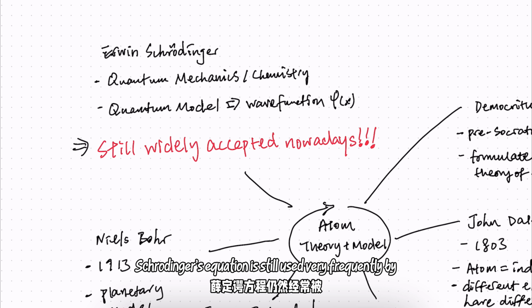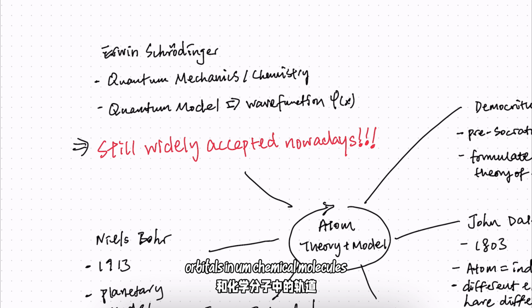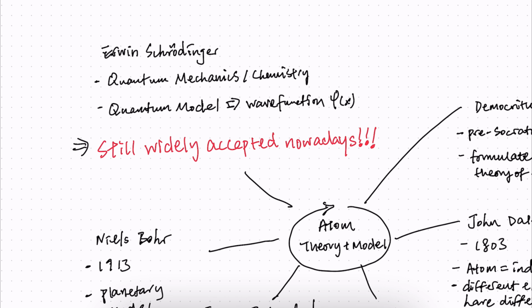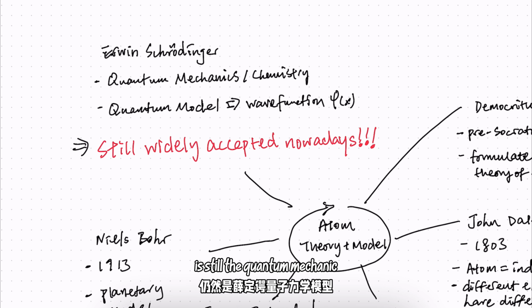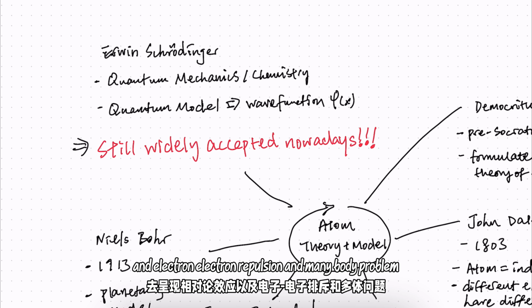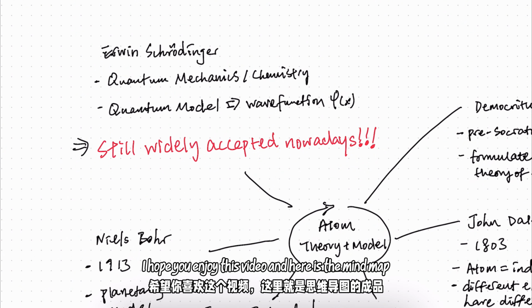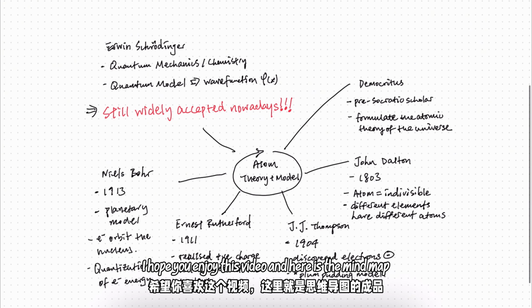The Schrödinger equation is still used very frequently by computational chemists to predict bonding and orbitals in chemical molecules. The backbone of the method is still the quantum mechanical model of Schrödinger's, but approximations, assumptions, and optimizations for relativistic effects, electron-electron repulsion, and the many-body problem are being used to optimize the computation.